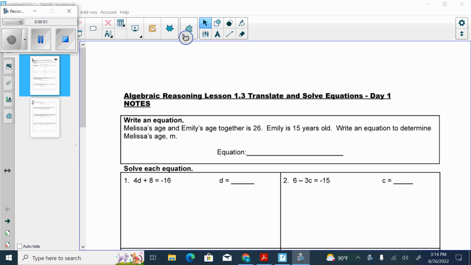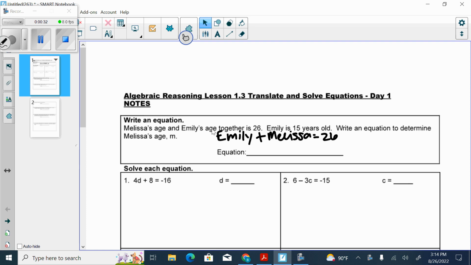that Melissa's age and Emily's age all together is 26. Emily is 15 years old. Write an equation to determine Melissa's age M. Well, it said if we put them together, that it was how many years old? 26. So if I put Emily and Melissa together, we know it's going to be 26, right?